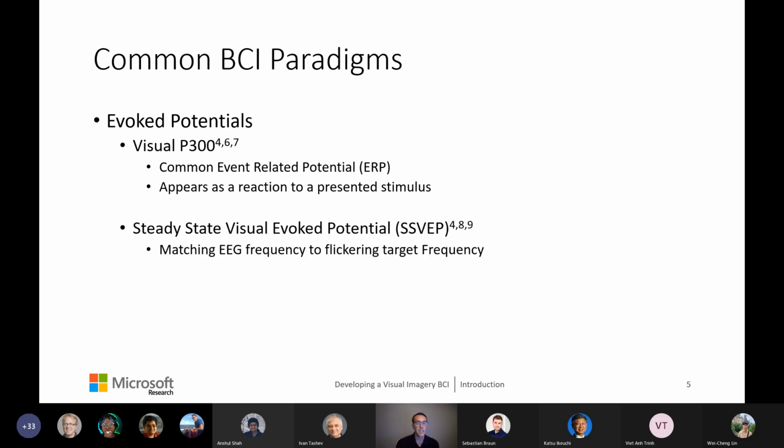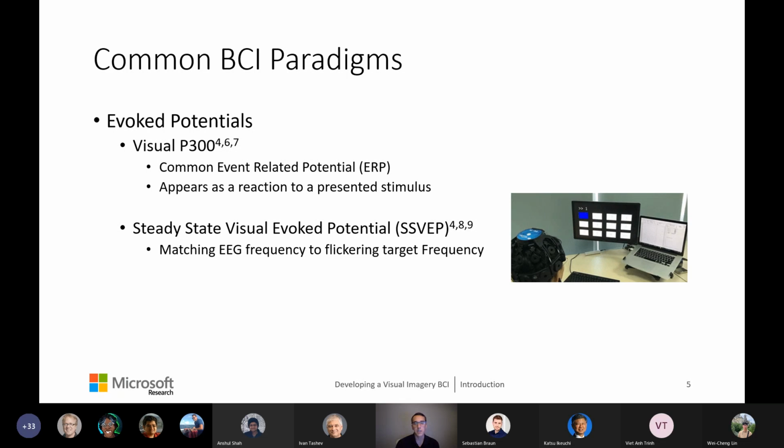Another similar technique is the steady state visual evoked potential. A person would be presented with an array of flashing targets, or flashing LEDs. Each of these targets will be flashing at a different frequency. Based on which target they're looking at, you can match the frequency components in their EEG to the flickering frequency of the target and identify which one they're attending to.